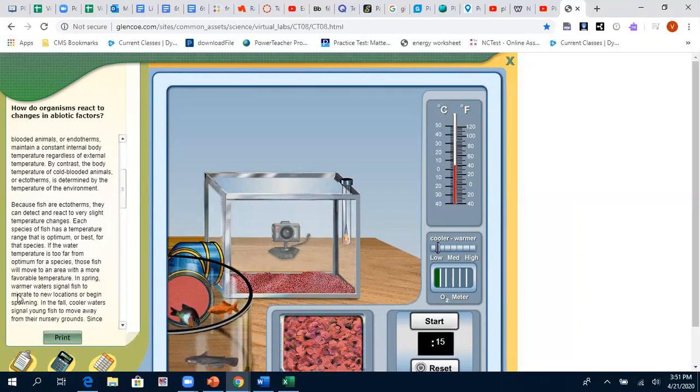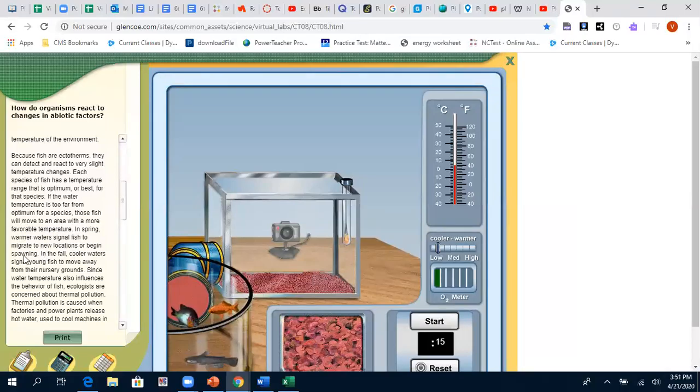So you need to remember that each species of fish has a separate temperature range that is optimum or best for them. If the water temperature is too far from the optimum, the fish will either move away, or migrate to find a new spot. In fall, cool water signals young fishes to move away from the nursery. Since water temperatures are influential, the behavior of the fish also changes accordingly.